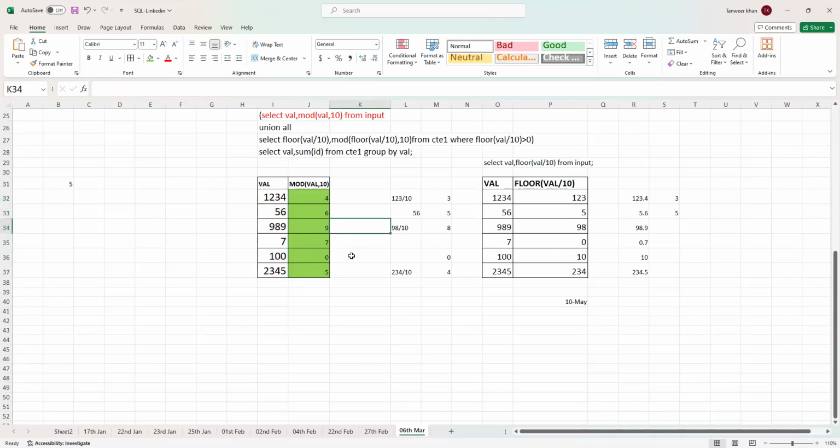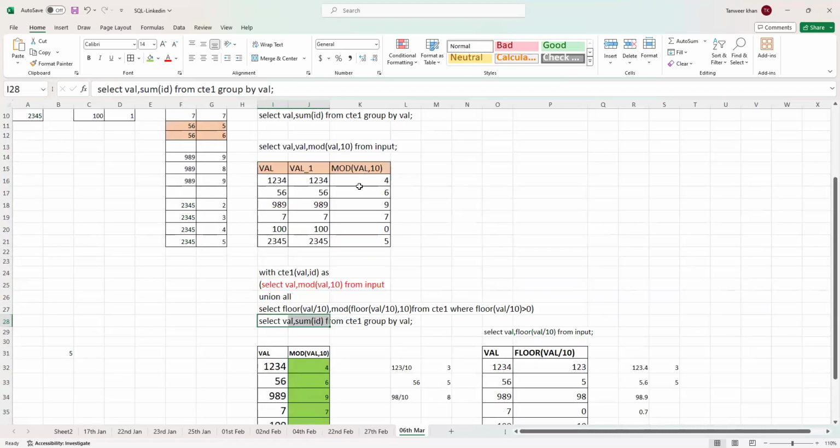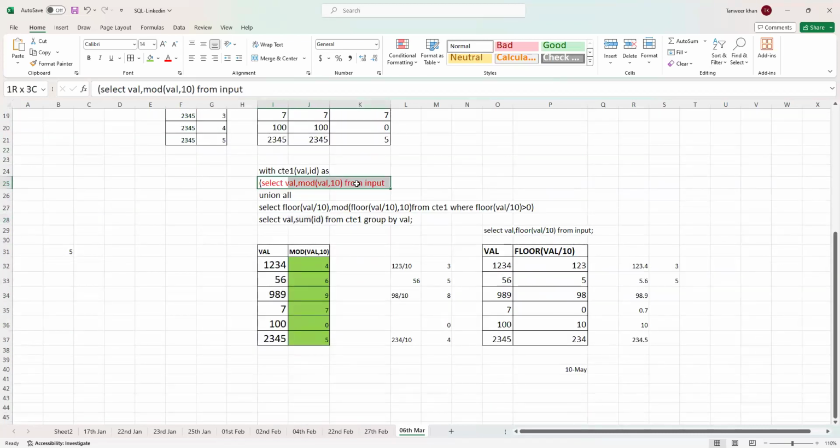So here I'm trying to extract the unit part of all these numbers. You agree, first of all? You all agree here? Yes. Okay. Now you extracted the unit digit of all these numbers with the help of this query, right? Okay, unit digit you extracted. What next? Tens. You have to extract the tens digit now, right?